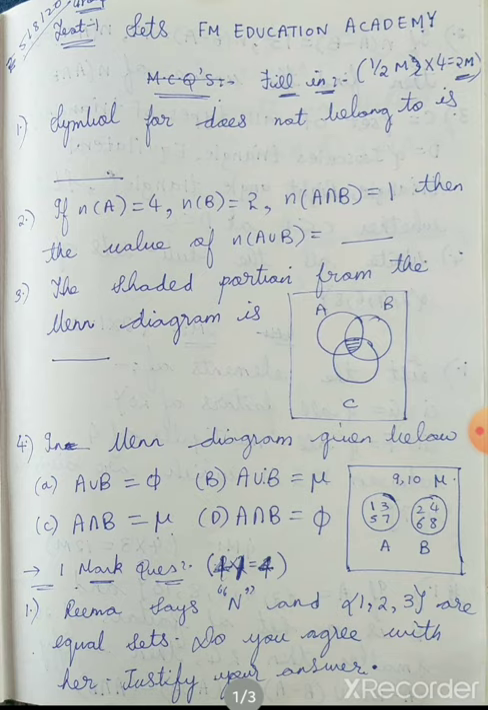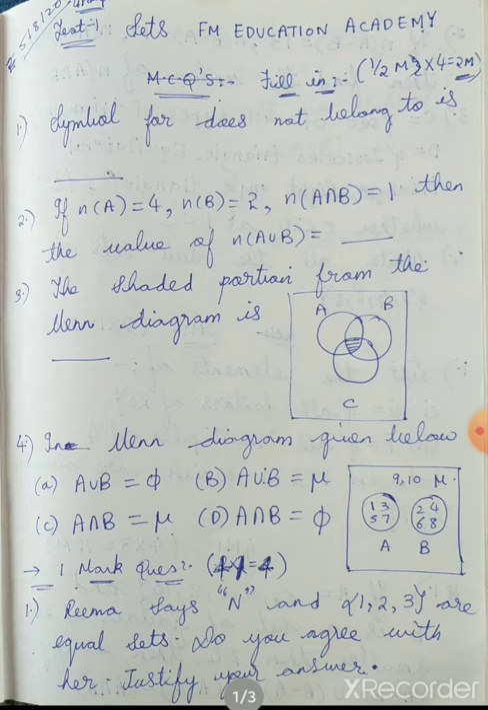Second question is, if n of A is equal to 4, n of B is equal to 2, n of A intersection B is equal to 1, then the value of n of A union B is equal to dash. Third question is, the shaded portion from the Venn diagram is. This is your Venn diagram in which you have set A, set B and set C, and a portion of it is shaded. You have to see from the Venn diagram what information you are getting.